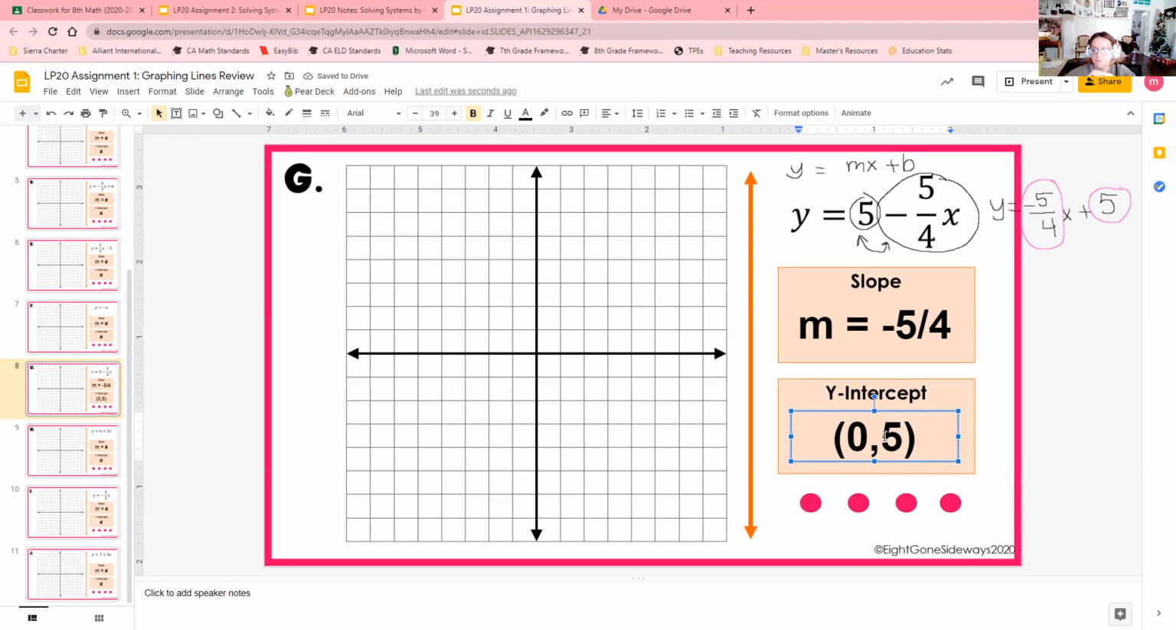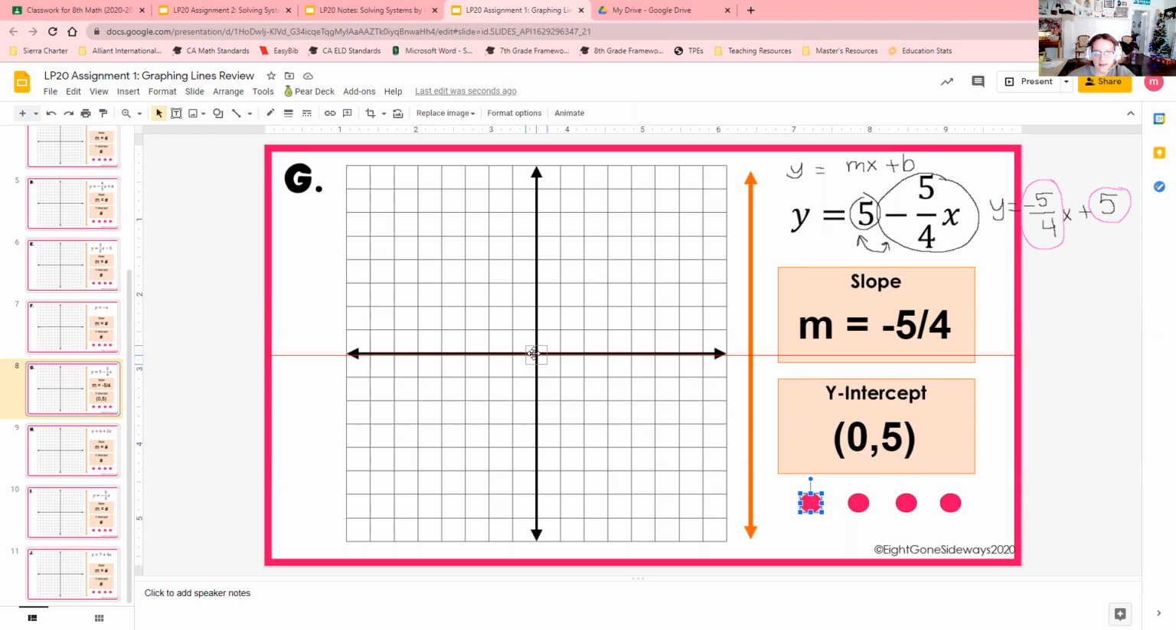We have our slope. We have our intercept. Now we want to graph our points. So start at 0, 0. X is 0, so we don't move anywhere. Y is positive 5. So we're going to go up 1, 2, 3, 4, 5. Make sure you are counting your graphs carefully.